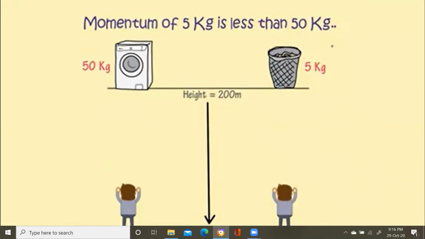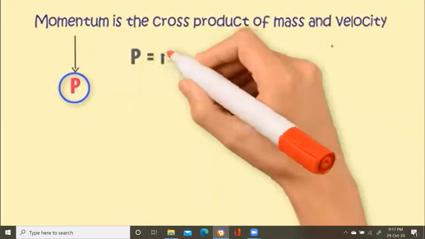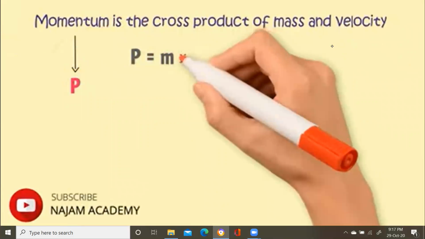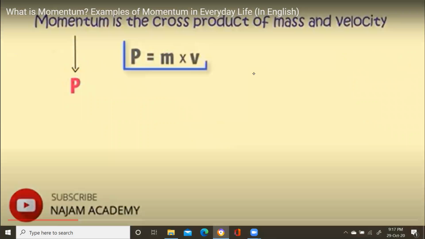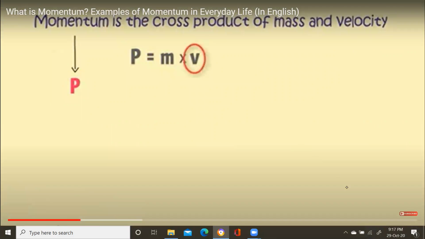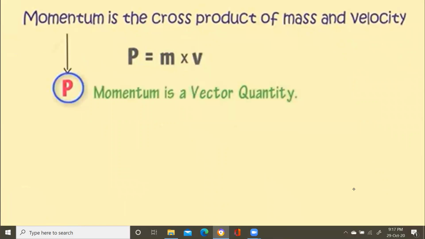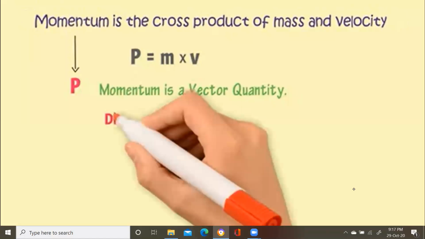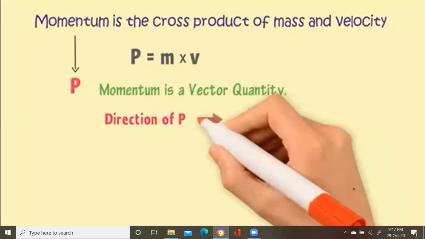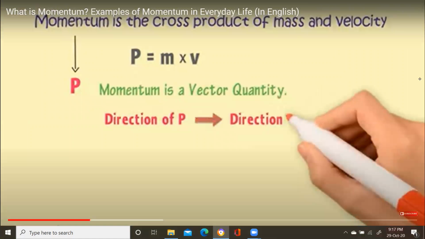In physics, we define momentum as the product of mass and velocity. We denote momentum by P. Hence, P is equal to mass times velocity. We know that velocity is a vector quantity. Hence, momentum is also a vector quantity. The direction of momentum is the same as the direction of the velocity.